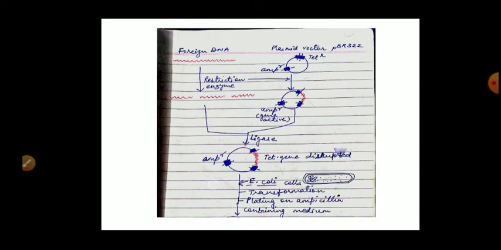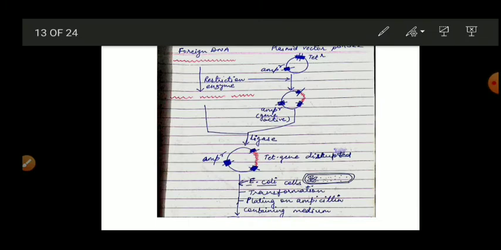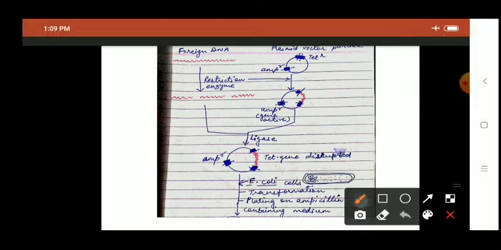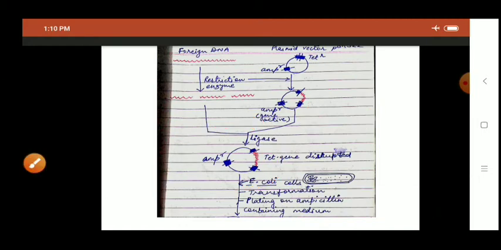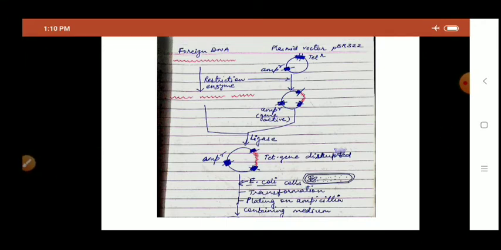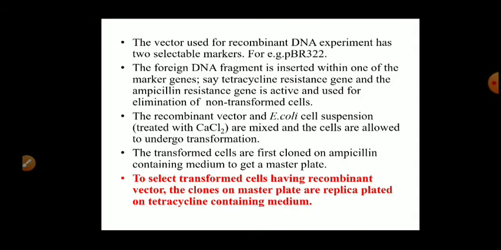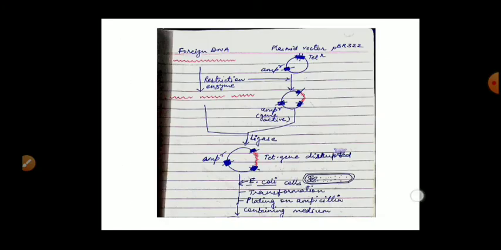The recombinant plasmid is then mixed with E. coli cells that are treated with calcium chloride. So this is a recombinant plasmid, having the ampicillin resistance gene intact and the tetracycline resistance gene broken down, with the foreign gene inserted inside it. Plating is then done on ampicillin containing medium.